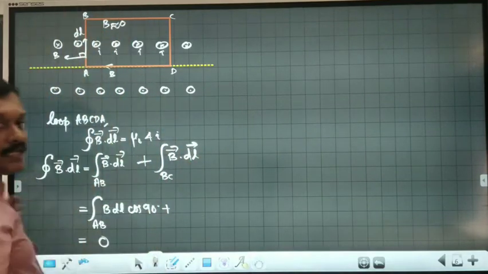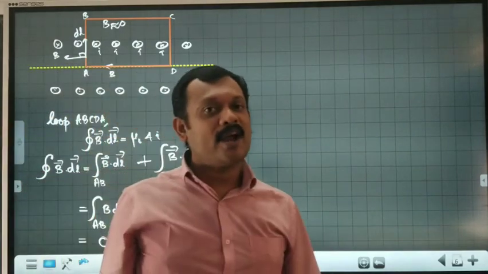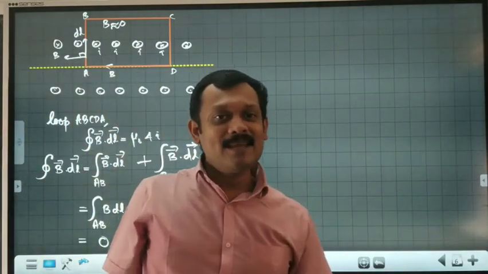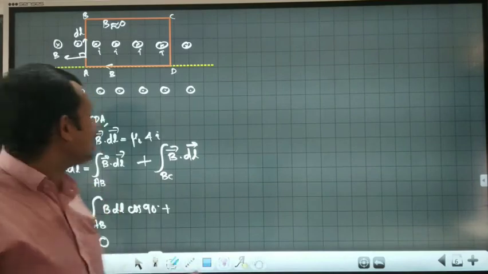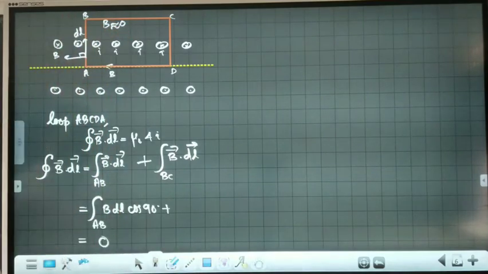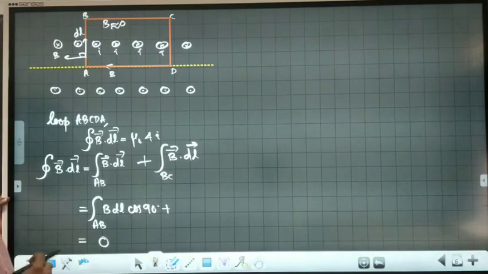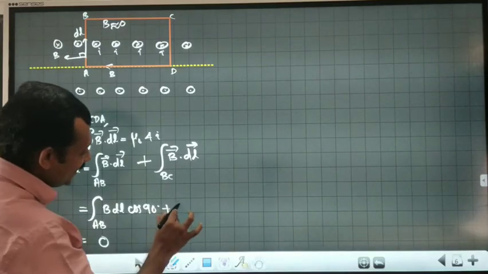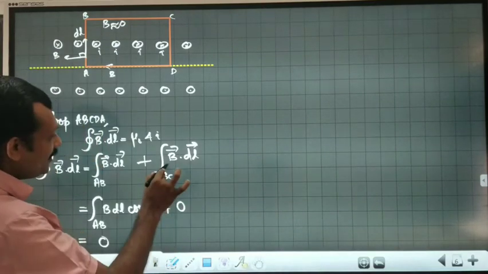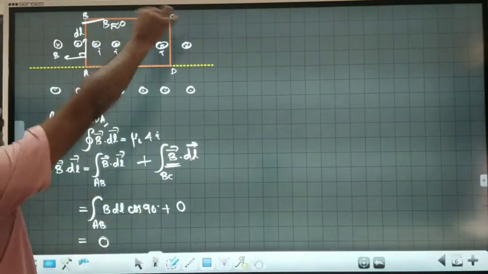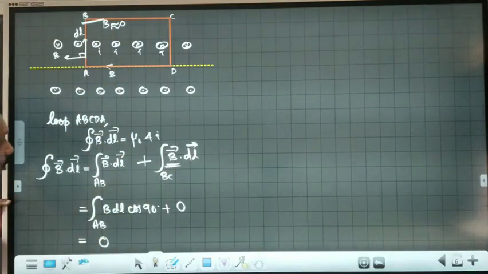Where is the length BC located? Is it inside or outside? You can see that it is outside. And what is our knowledge about the magnetic field outside a solenoid? Negligible. That means this is 0. Here B is equal to 0, so this part is also going to be 0.